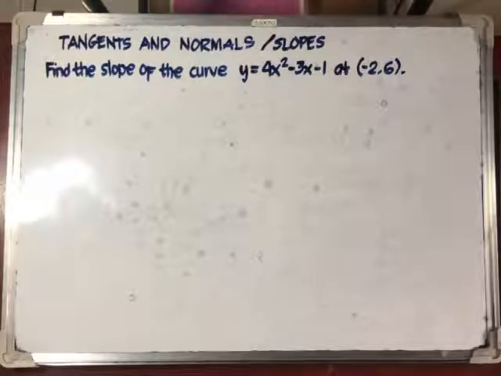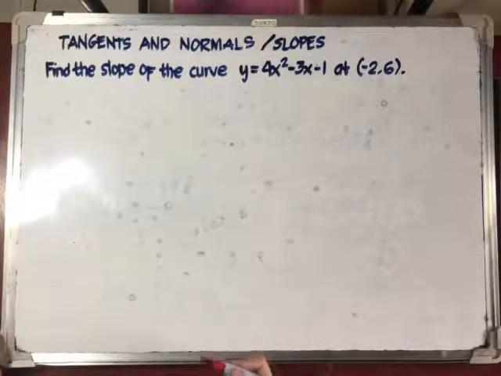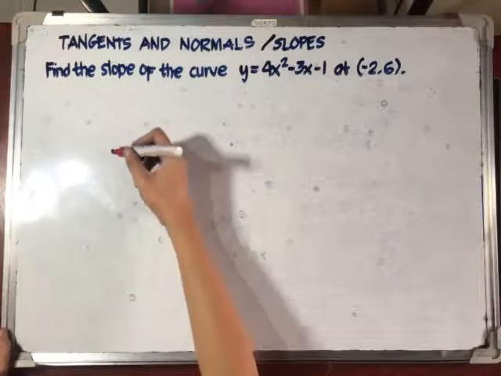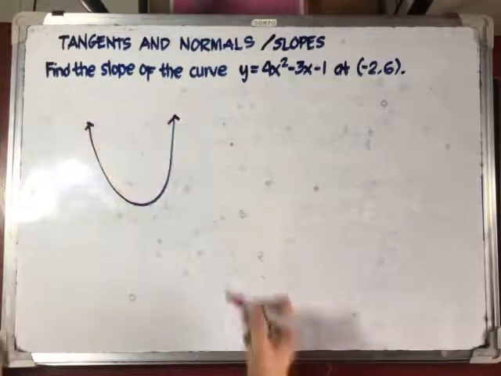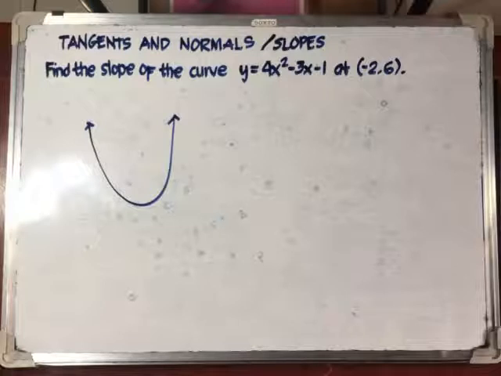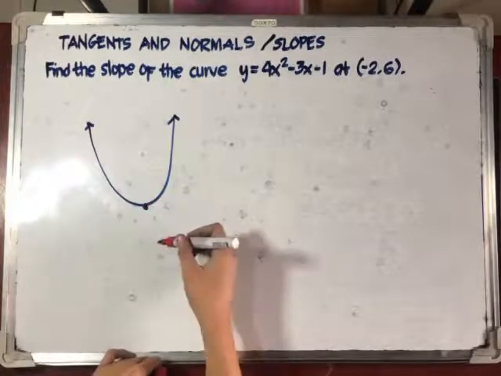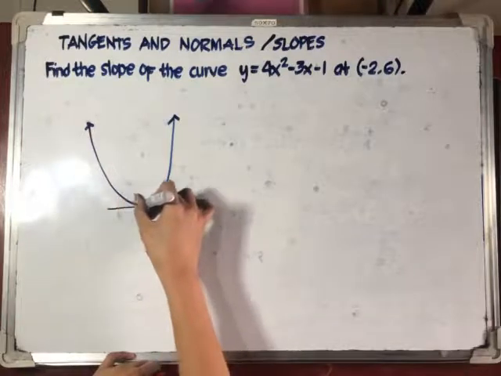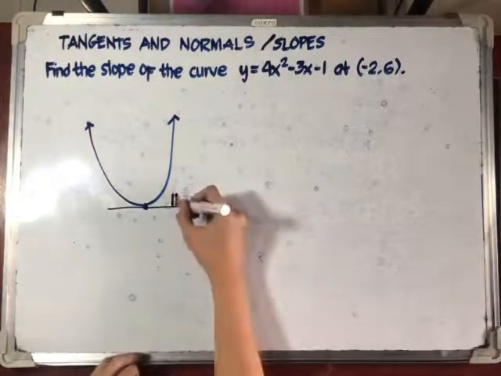So if we are to draw a rough sketch of this, 4x squared minus 3x minus 1, that's a parabola. Let's say it looks like this. And this parabola here has different slopes depending on what point you are looking at. The slope at the lowest point depends on the tangent line drawn. At the lowest point, the tangent line here is a horizontal line.